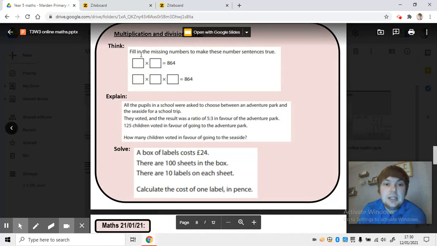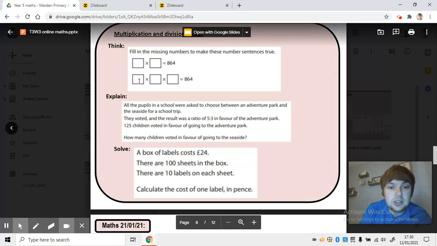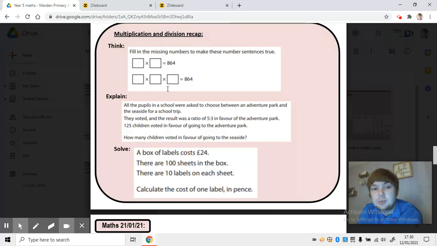So on your think, you need to fill in the missing numbers to make these number sentences true. So it could be a 1-digit number by a 3-digit number, or 2 2-digit numbers. That's up to you. This could be a 1-digit number by a 2-digit number by a 1-digit number, or 1 digit by 2 digits by 2 digits. You need to find a solution that works and means that those elements multiplied together each time equal 864.